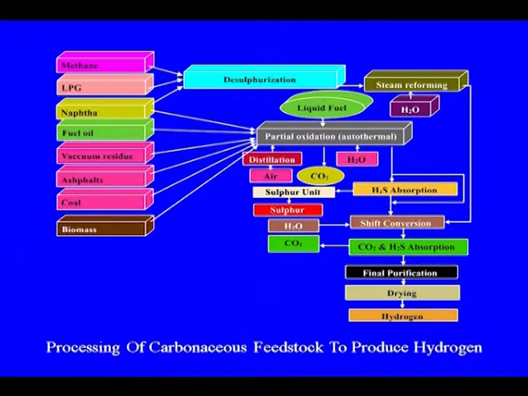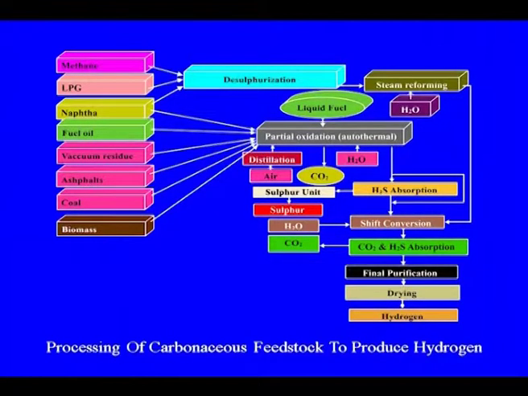These are the processes which I was telling about, the various raw materials for synthesis gas or methanol: methane, LPG, naphtha, fuel oil, vacuum residue, and then the asphalt, coal, biomass. Depending upon the feedstock, we can go either for steam reforming or partial oxidation. Generally, in case of naphtha or natural gas, or for lighter hydrocarbons, we are using steam reforming. For heavier feedstock, or even in case of coal or biomass, which we discussed earlier, the gasification part, we are using partial oxidation.